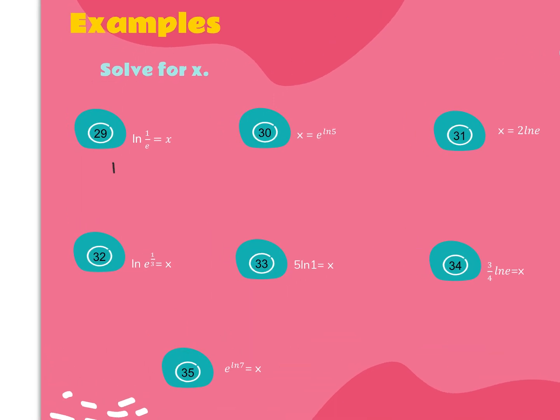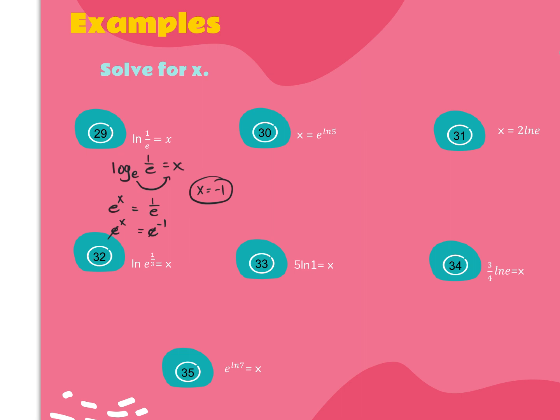So in this one, I know that ln of 1 over e is log base e of 1 over e equals x. Now, when I rewrite this as an exponential function, I know it means e to the x power equals 1 over e. Well, 1 over e I know is e to the negative 1 power, and I can cancel the base, and I get left with the fact that x equals negative 1.